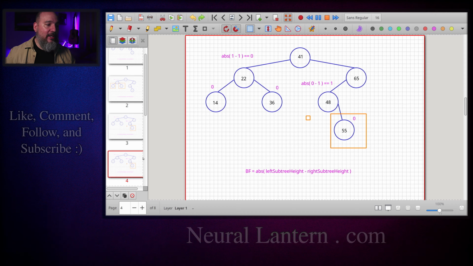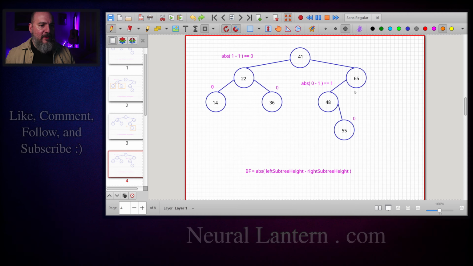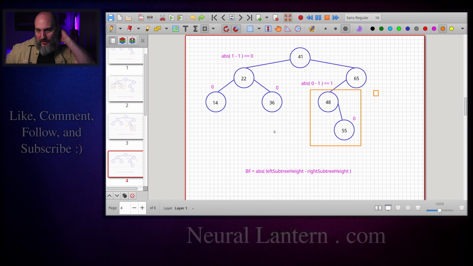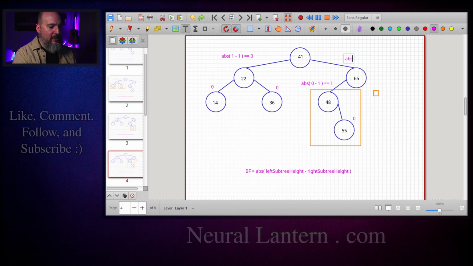So we consider this to be okay. So far, this is a valid AVL tree. Let's go up to the 65 node and compute the balance factor. The 65 node has no right subtree, so the height is 0 there. And its left subtree is those two nodes on the left, so that has a height of 2, which means the balance factor for the 65 node is going to be the absolute value of 2 minus 0, which is 2.